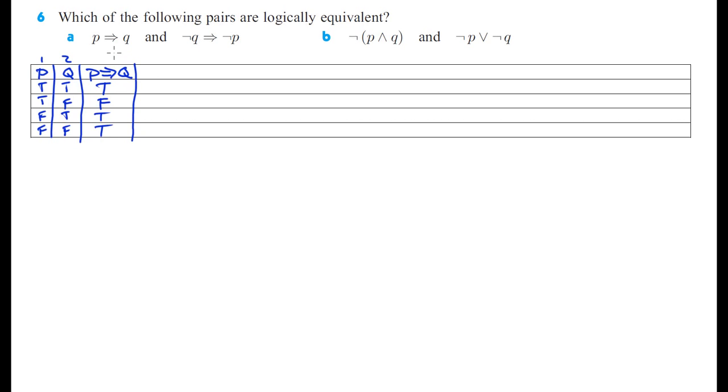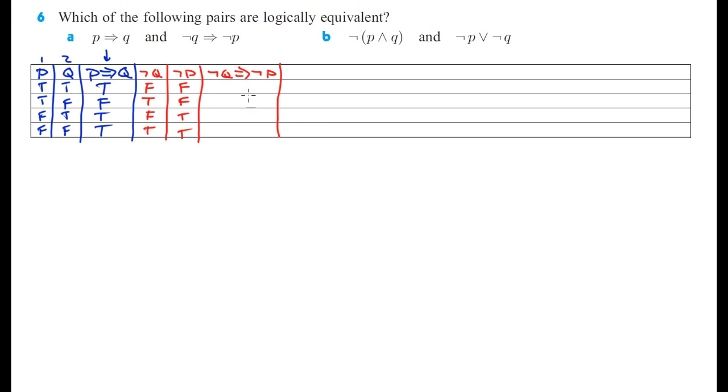Now we want to see if this one is logically equivalent to not Q implies not P. So let's do not Q, and we'll also need not P. Not Q is false, true, false, true. Not P is false, false, true, true. Then let's do not Q implies not P, and see if these two match.